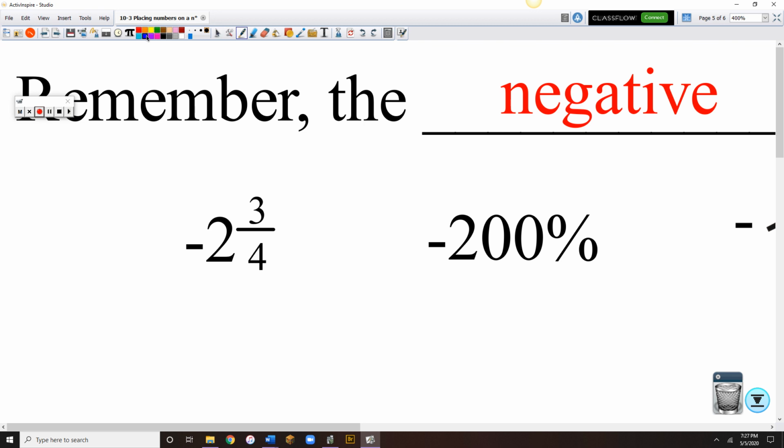would be -2.75. How did I get that? You keep the negative, you keep the 2, and you type 3 divided by 4 into your calculator. Now 3/4 is kind of an easier one to know in your head because 3/4 is 75 cents, whatever. Okay, -200%, move the decimal over 2 times. That's really just -2.